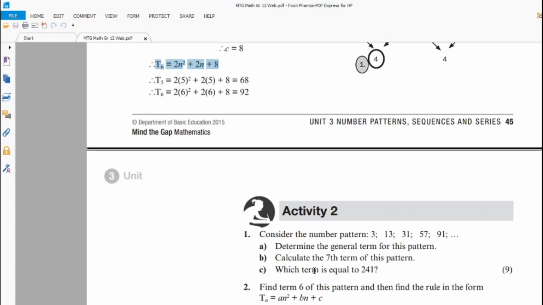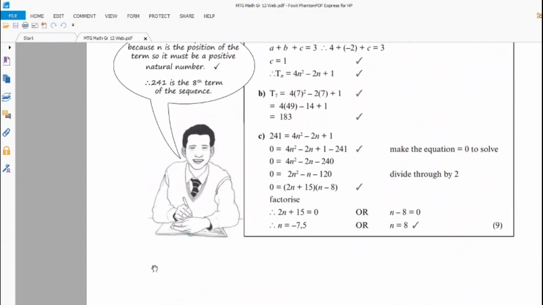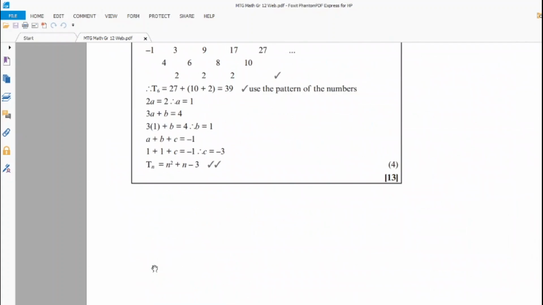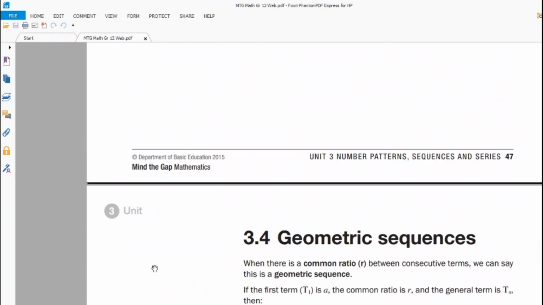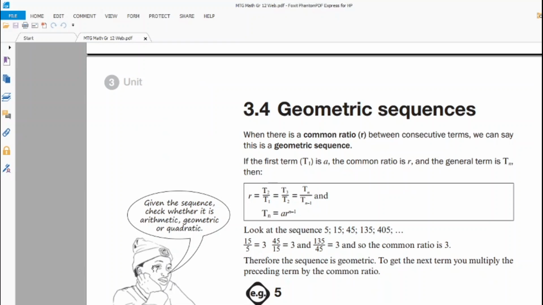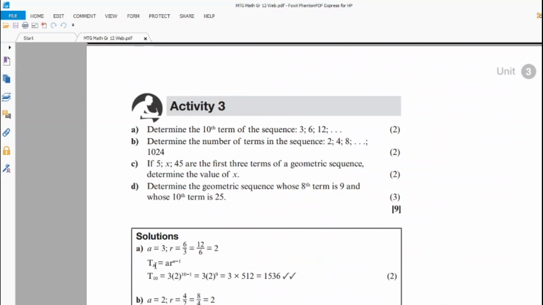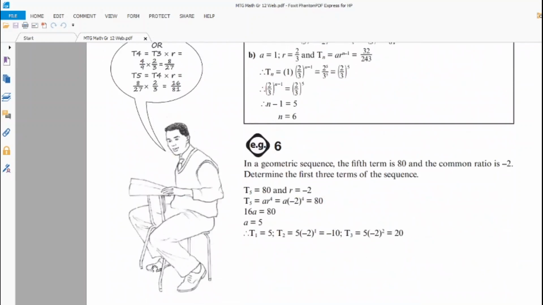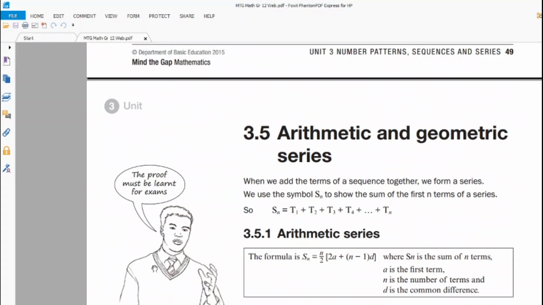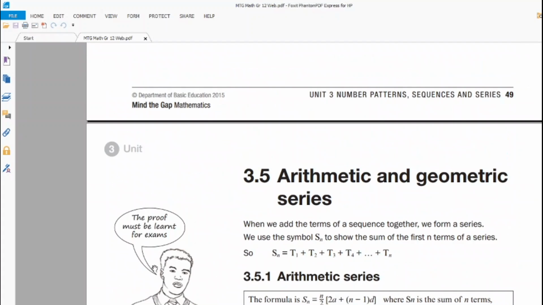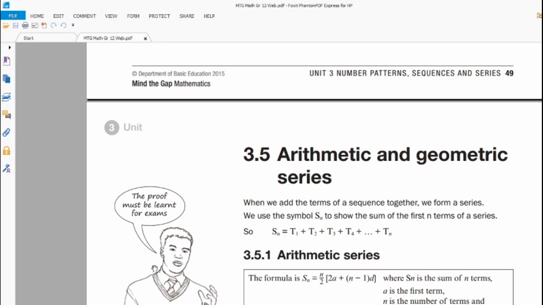So yeah, that's it for today. Tomorrow we will discuss combinations, and we will discuss series, arithmetic series and geometric series, right? We will discuss series tomorrow. Yeah, that's it for today on quadratic sequences.